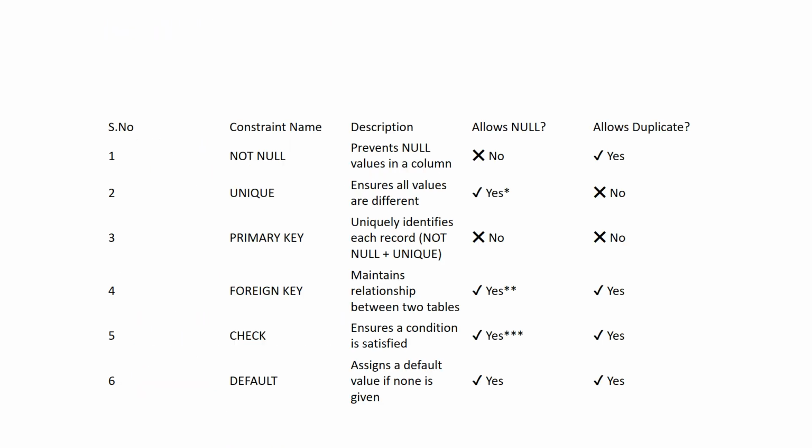The constraints, as you already know, are NOT NULL, UNIQUE, primary key, foreign key, and then check constraint and default constraint. NOT NULL prevents null values in your column; allows null, no; allows duplicate, yes. The unique constraint allows null, yes, but allows duplicate, no. For primary key, both null and duplicate are not allowed. Foreign key maintains the relationship between two tables. The check constraint ensures the condition is satisfied; based on the condition it will work. Default constraint assigns a default value if none is given.